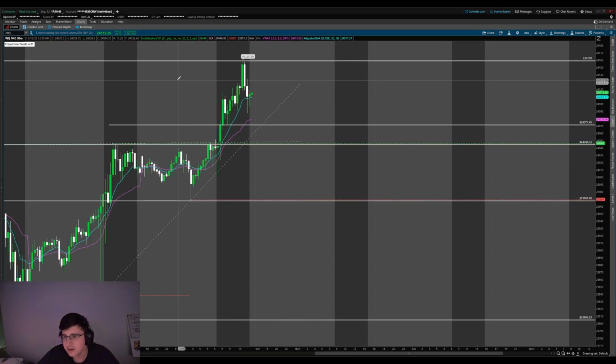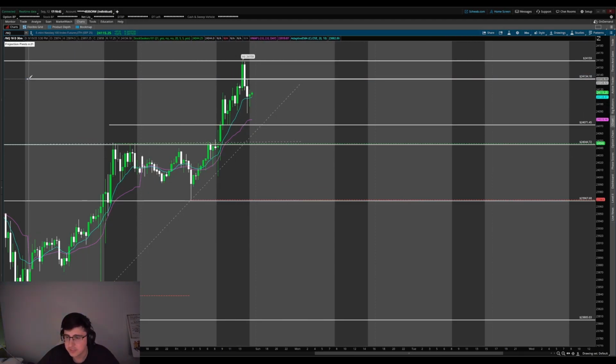What else we got? I guess we can say this is another miniature level of resistance. Now, why would I put a level right here? I'll put a level right here because when we got rejected, this candlestick came all the way back up and got rejected again. So this is a resistance level.